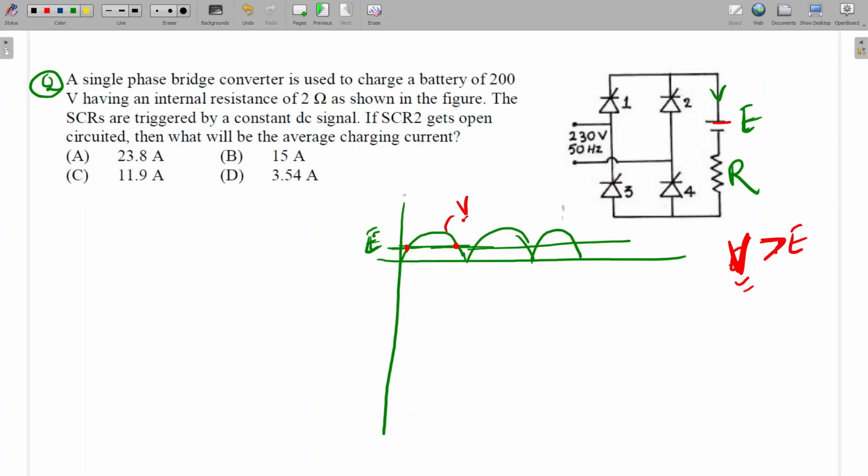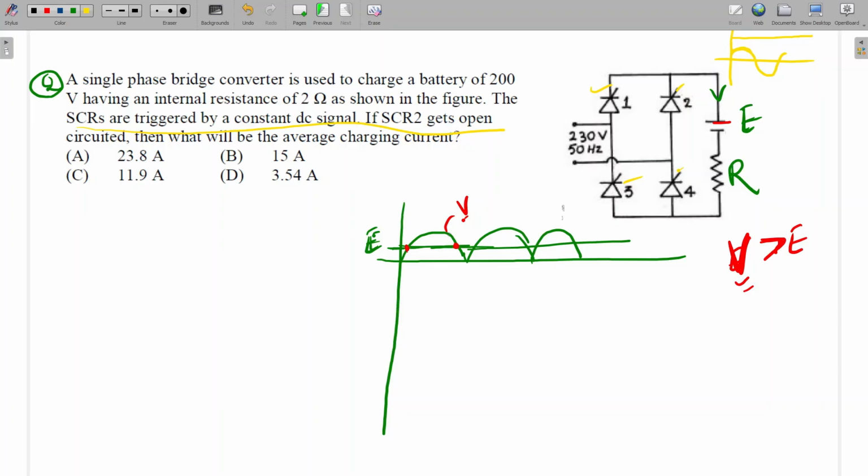One statement is given: triggered by a constant DC signal. It means we are giving a continuous gate pulse to thyristors 1, 2, 3, 4. If we are giving the continuous pulse, it will work like a diode, continuously turned on. Whenever it is in forward bias mode, it will conduct, since we are providing a continuous gate signal. The sine wave is there, continuous gate pulse is given, so whenever it is in forward bias it will conduct, and whenever it is in reverse bias it will not conduct. So in the positive half cycle T1, T4 conduct, and in the negative half cycle T2, T3 conduct.